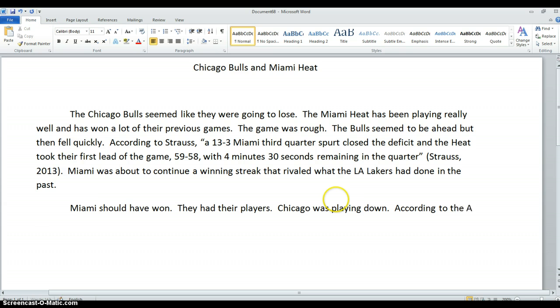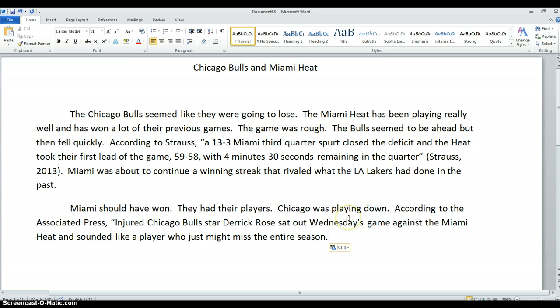According to the Associated Press, which we saw before, quotation mark, insert our quote, injured Chicago Bulls star Derrick Rose sat out Wednesday's game against the Miami Heat and sounded like a player who might just miss the entire season. Take out the period, quotation mark, Associated Press, 2013, close parentheses, period. What a win that the Bulls pulled out against the Heat.